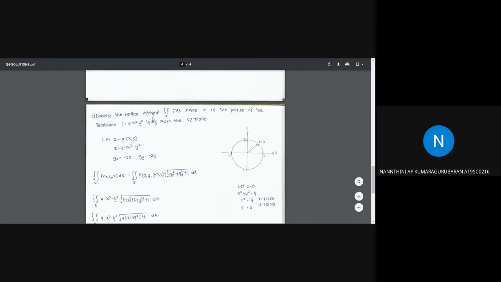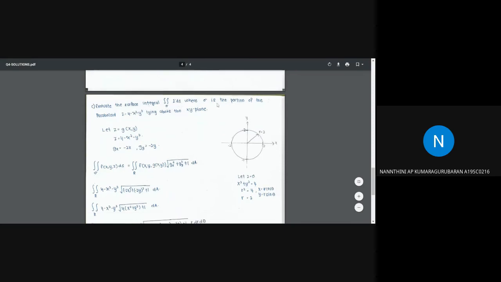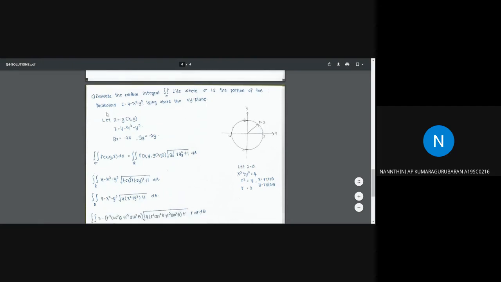evaluate the surface integral, double integration over sigma of z dS, where sigma is the portion of the paraboloid z equals 4 minus x squared minus y squared lying above the xy plane. So first we have to let z equals g(x, y). Then z equals 4 minus x squared minus y squared. Then we partially differentiate with respect to x from the z equation. Then we get negative 2x, same as y.